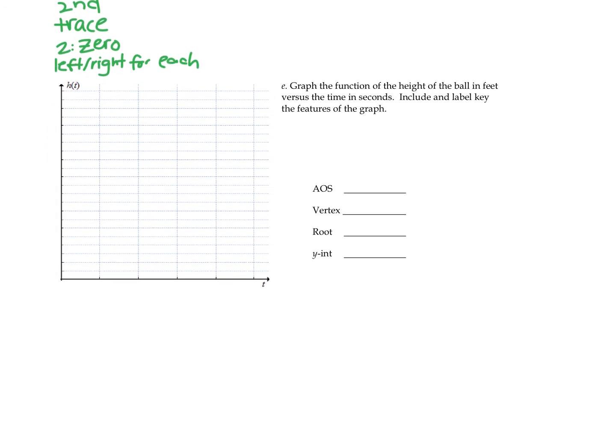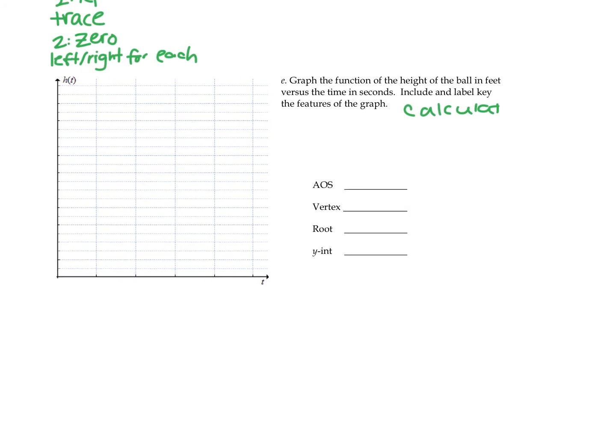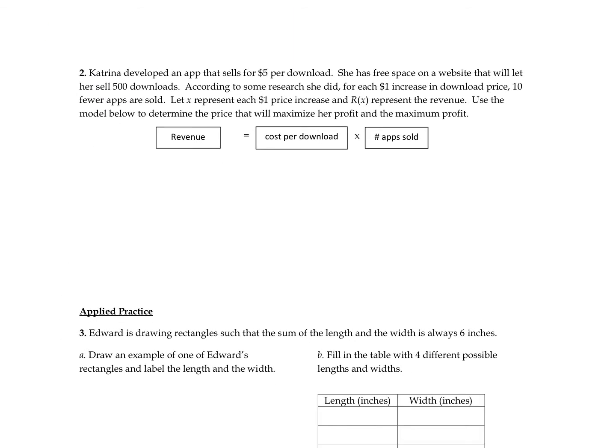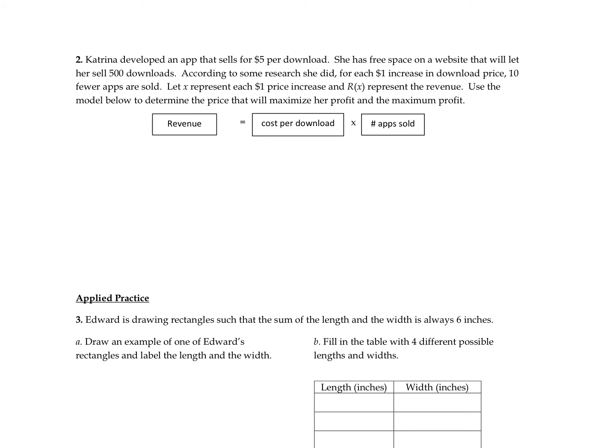The next one, you're graphing it, so you use your calculator. And then fill in the pieces below. On the back, Katrina developed an app that sells for $5 per download. She has free space on a website that will let her sell 500 downloads. According to the research she did, a $1 increase in price, 10 fewer apps were sold. Let X represent each $1 increase and R of X represent the revenue. Use the model below to determine the price that will maximize her profit and the maximum profit.